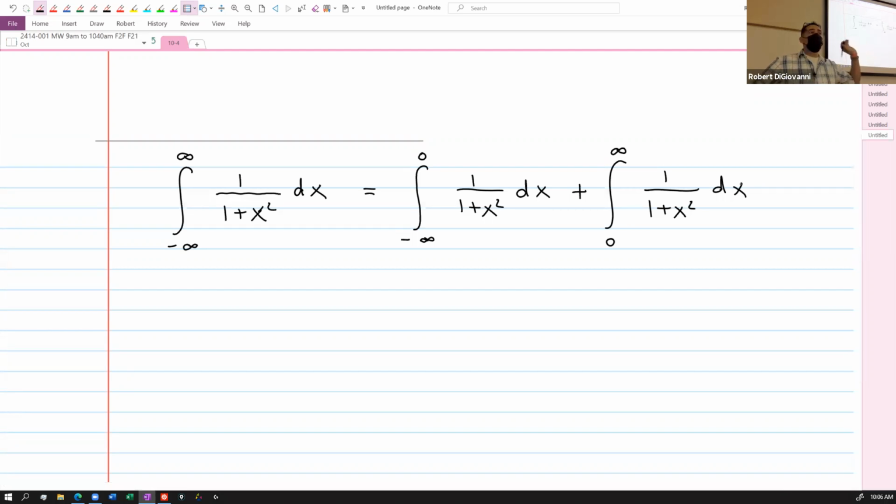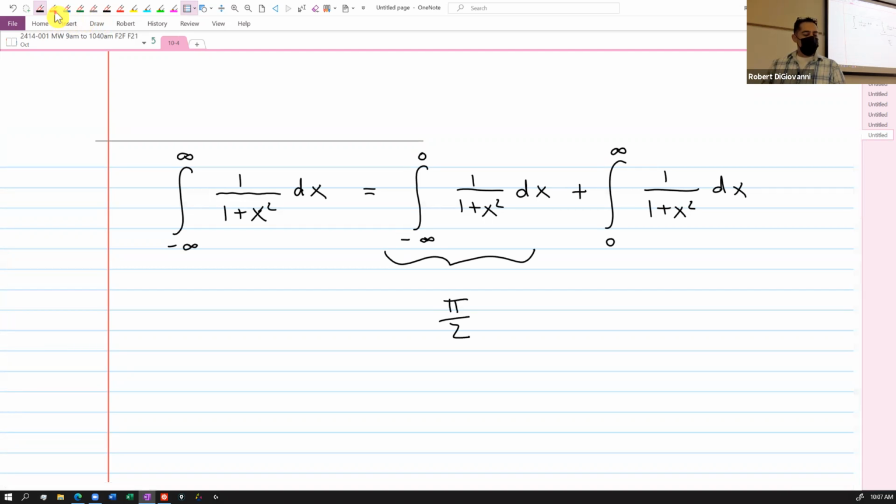So the 0 could have been any number I want. I could have gone from negative infinity to 1, then 1 to infinity, or negative infinity to 10, and then 10 to infinity. Up to me. But I use 0 because it just makes most sense. Now, this integral on the left, we just did that problem, didn't we? So I'm not going to redo it. That's pi over 2. And by the symmetry, we know the other side is going to be pi over 2.